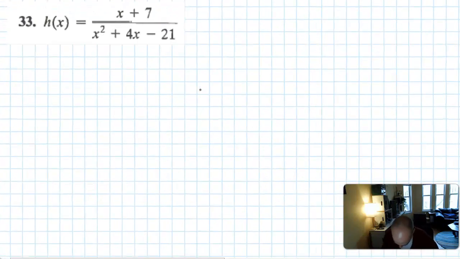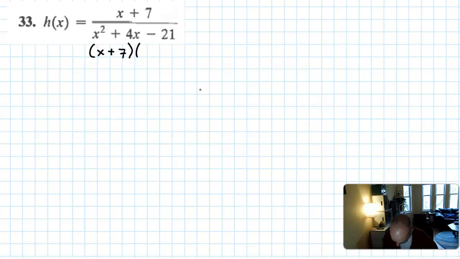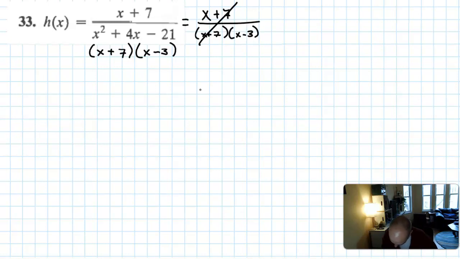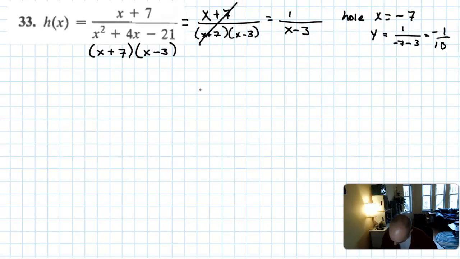Okay, looks like we need to factor the bottom. So we're looking for factors of 21 that add to 4. So that looks like it's going to be an x plus 7, x minus 3. Okay, so then we have a factor that cancels. So this reduces to 1 over x minus 3, but there's going to be a hole where x equals negative 7. So to find out the location of the hole, we need to plug negative 7 into the reduced version. That's going to be negative 1/10 is the location of that hole.